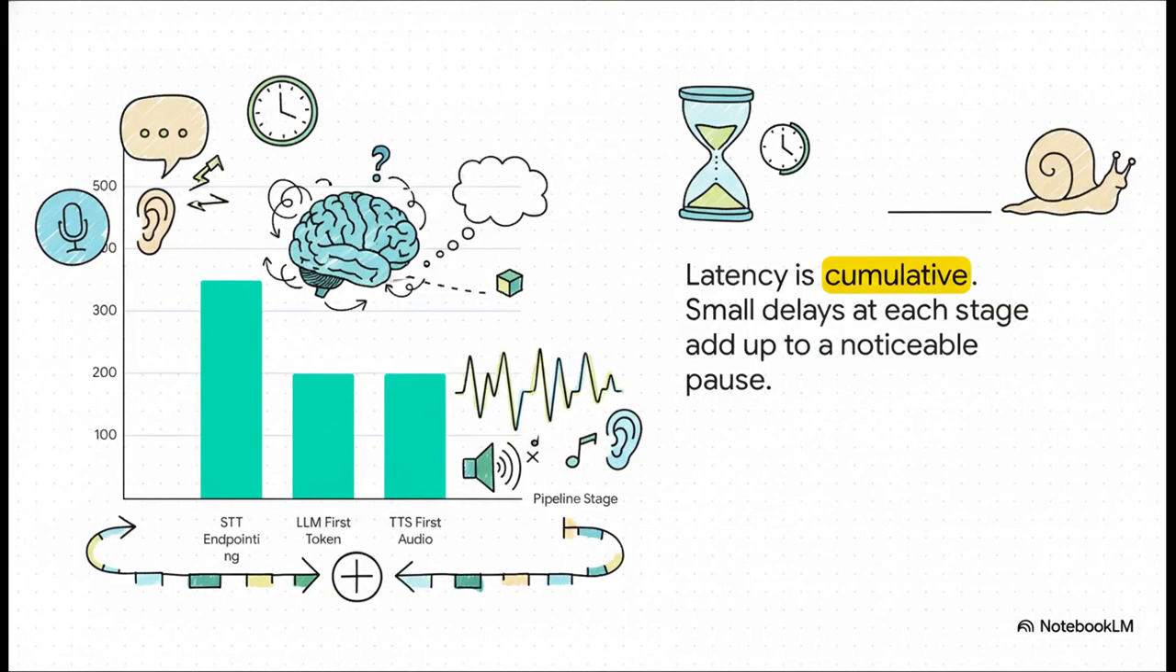And you can see here, the delays are spread out all over the place. The speech-to-text system trying to figure out when you're done talking, that can add a couple hundred milliseconds right there. Then the LLM needs time to process and generate its first token, and the text-to-speech engine needs time to synthesize that first bit of audio. Altogether, they easily blow past our target.